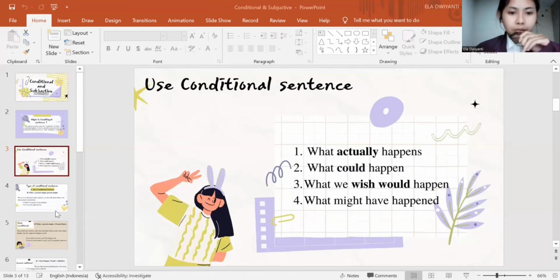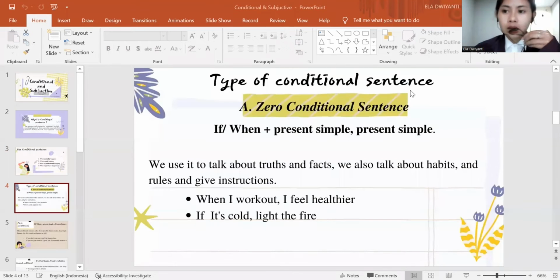Next slide. The next slide is the types of conditional sentences. There are some types of conditional sentences. The first is the zero conditional sentence. It's also called the factual or the real conditional because we use it to talk about truth and fact. We also talk about habits, rules, and give instructions.